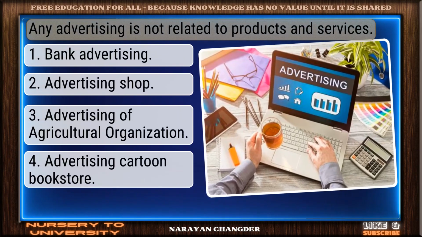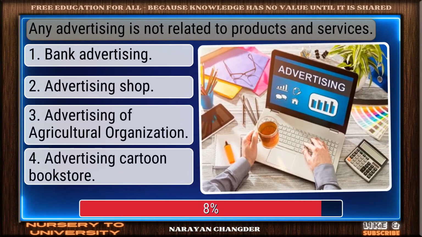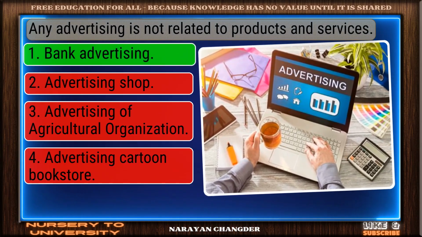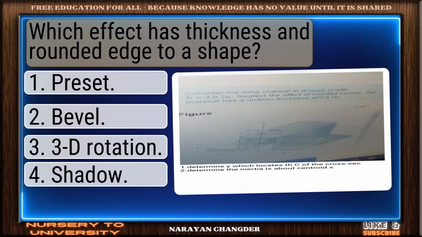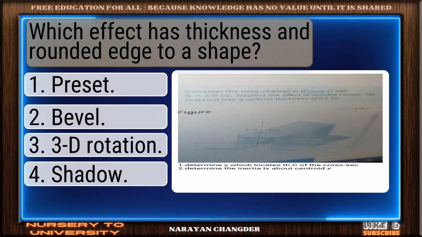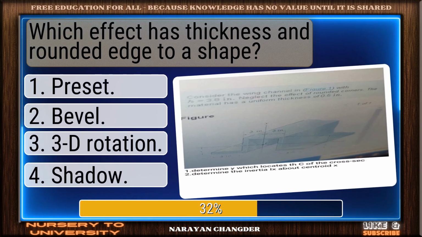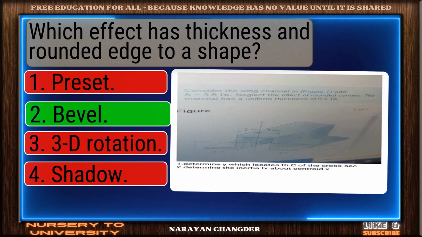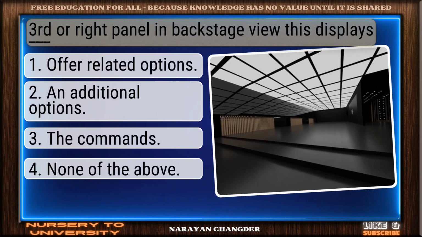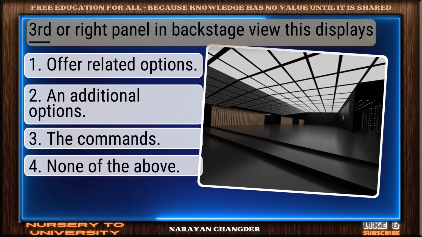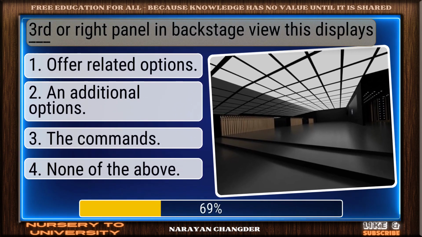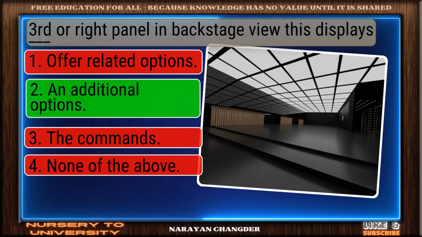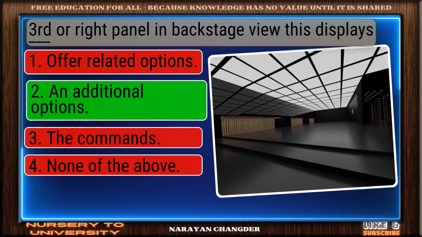Any advertising is not related to products and services. On track. Bank advertising is the correct answer. Which effect has thickness and rounded edge to a shape? Perfect. Bevel is the correct choice. Third or right panel in Backstage view displays this as dash. Correct response. Additional options is the most accurate answer.